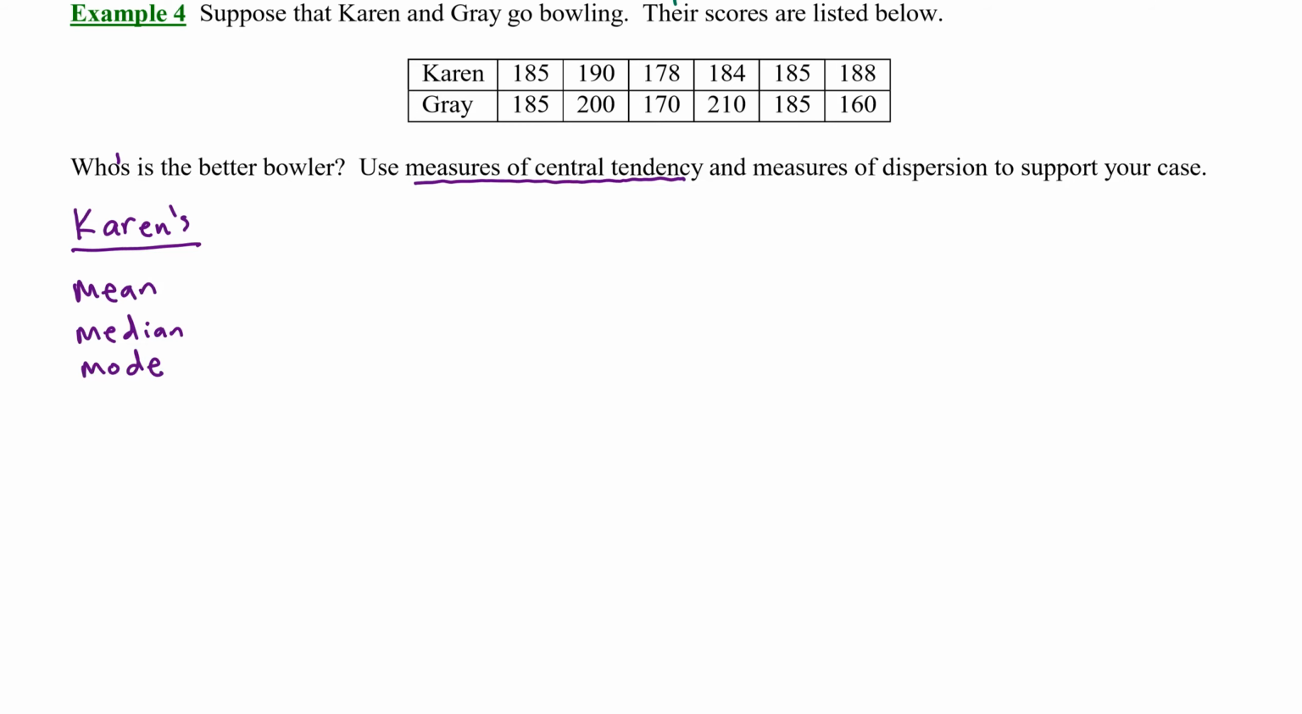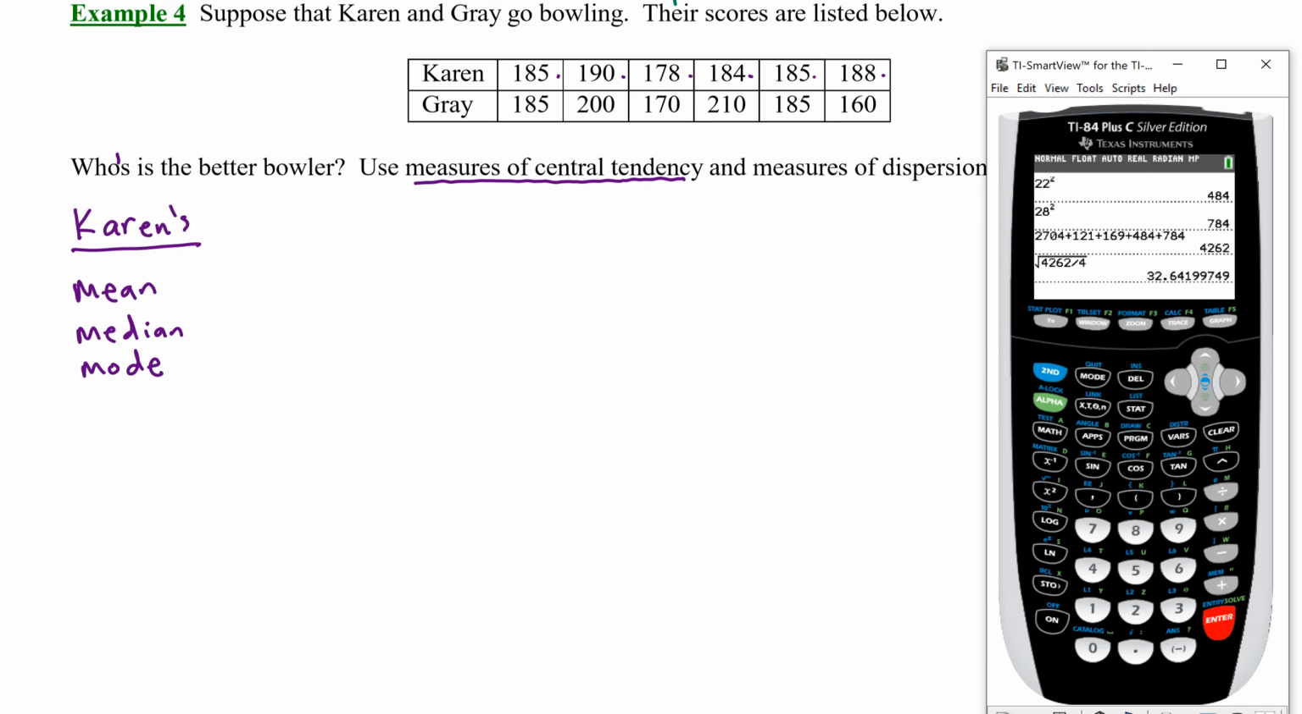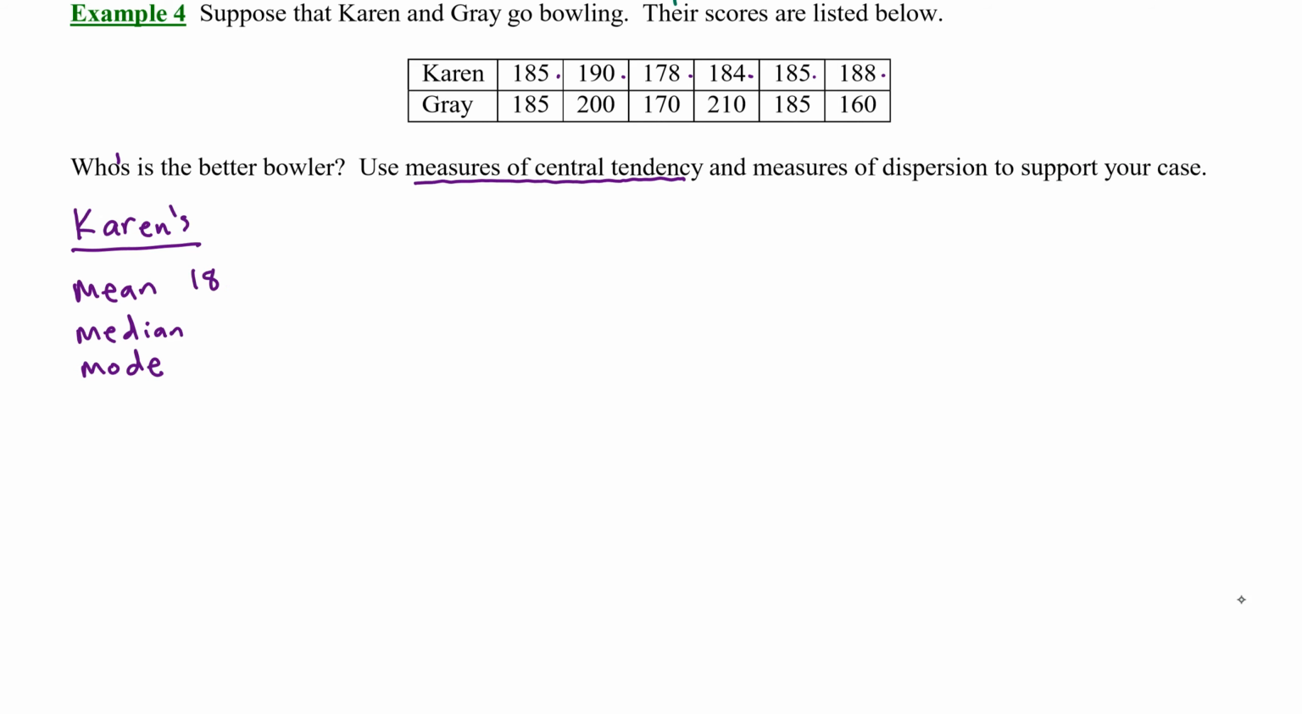Notice we have 1, 2, 3, 4, 5, 6 games for each bowler. So let's go ahead and calculate Karen's mean. That is, I'm going to add up all her scores and divide by 6. I'm going to do it in one step on the calculator. So in parentheses, I'm going to add all of her scores together. That sum is contained in parentheses in the numerator, and then I'm going to divide by how many data points we have, and it looks like her mean score is 185.